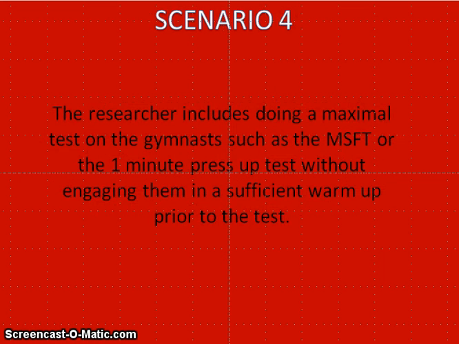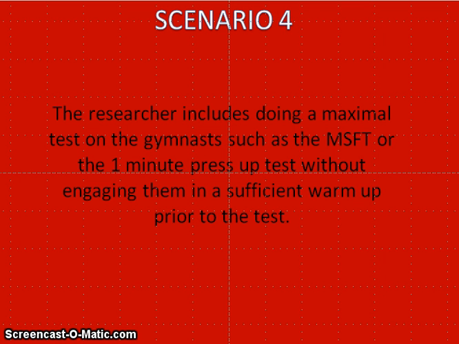Moving on to scenario 4, which is where the researcher includes doing a maximal test on the gymnast, such as the multi-stage fitness test or the 1-minute press-up test, without engaging them in a sufficient warm-up prior to doing the test. Now, due to the fact that in this case the researcher is putting the participants at risk of harm, it could mean that they lose their BASIS accreditation, as, like I say, you're breaching that rule there. Also, it shows the researcher is being incompetent, as he should know that that sort of test would need a very comprehensive warm-up to avoid the injury there.